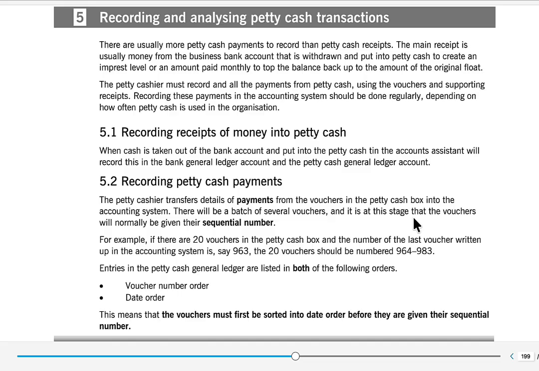When do we record petty cash payments in the accounting system? In real life, we do not always record petty cash payments one by one immediately. Instead, we usually record them in groups. The book calls this a batch of vouchers.